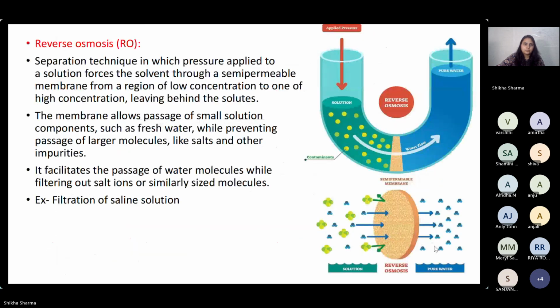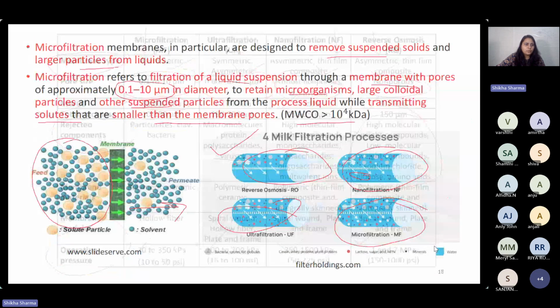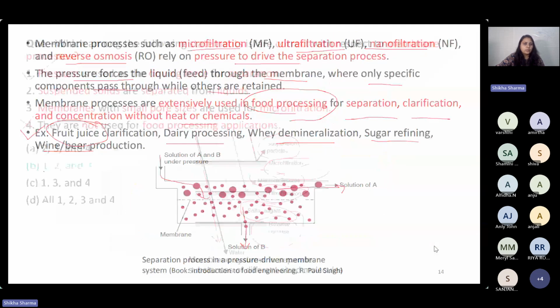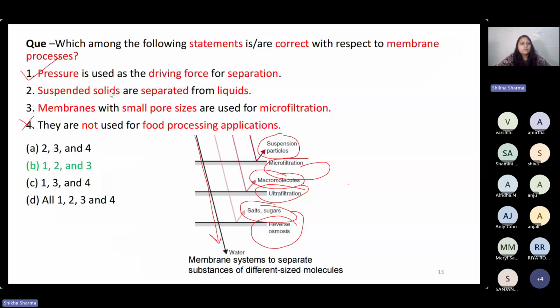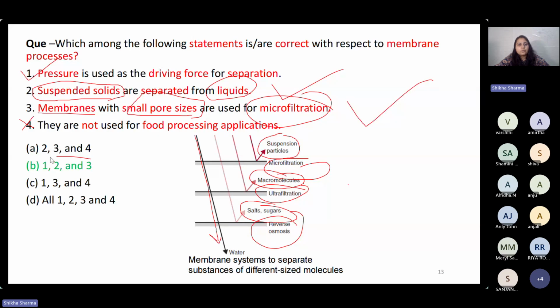So if we talk about our options here, these membrane processes basically separate the suspended solids from the liquids, which is true. And we talked about microfiltration, that membranes with small pore sizes are used for microfiltration, which is also correct. So options 1, 2, and 3 are correct and not the fourth one, as we discussed.